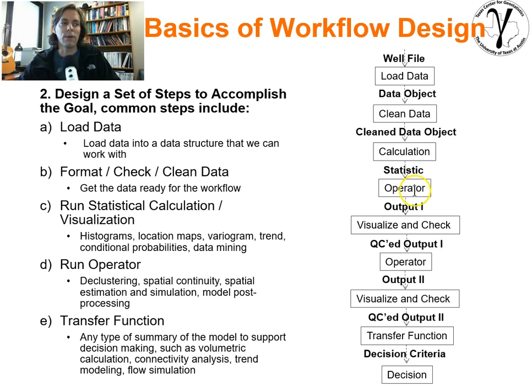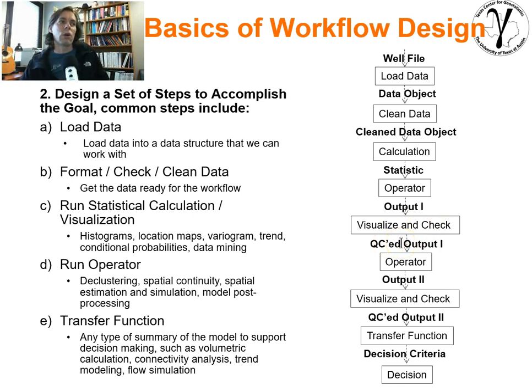We have an operator here. That operator could be the formation of a model. Maybe a property is being modeled, and so the output from that would be a model. Output number one is, in fact, if it's a modeling step, a model. We would visualize and check that output, and so now we have QC'd output.